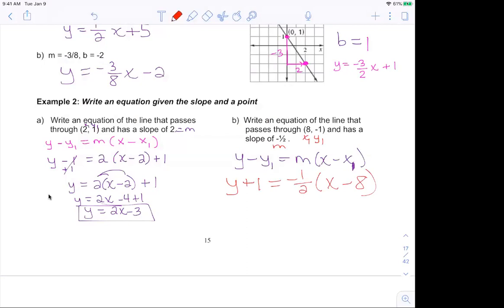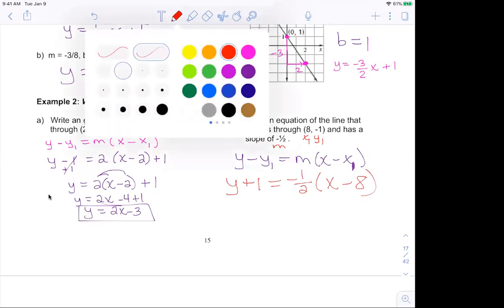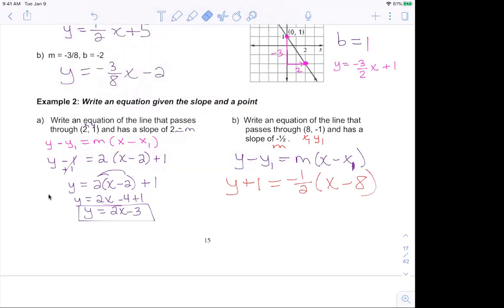There's a little trick in this question. Be really careful when you're plugging in a -1. Notice the equation says y minus y1, but you're plugging in a -1. So just be careful with that on the left-hand side.